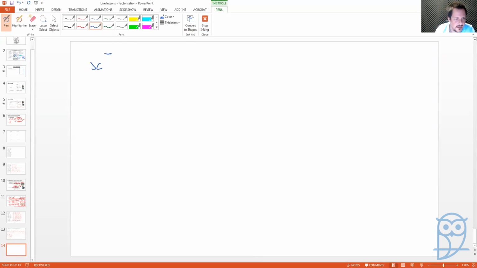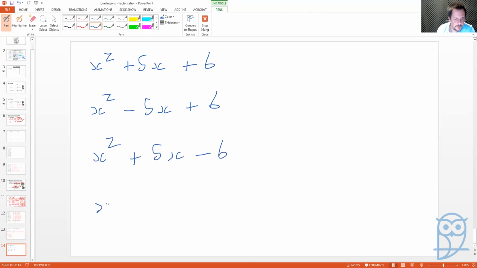So, x squared plus 5x plus 6. X squared minus 5x plus 6. X squared plus 5x minus 6. X squared minus 5x minus 6. All right. You can see exactly the same examples. All that's different are the signs.